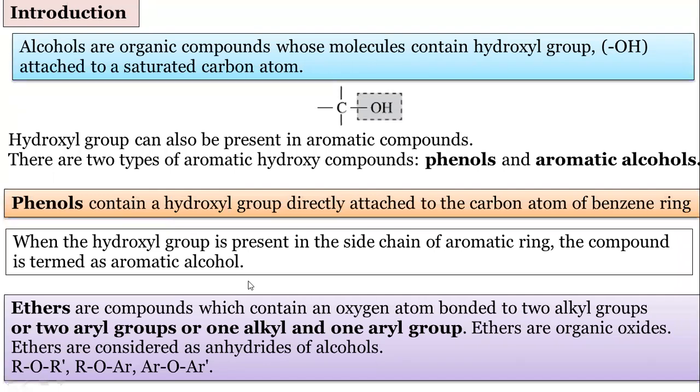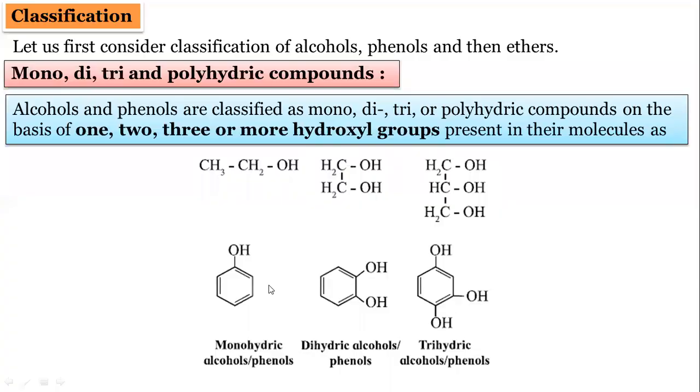Then I'm coming to the ethers. Ethers are the compounds which contain a central oxygen, and on both sides alkyl groups or aryl groups are there. See here it is given R-O-R', or R-O-Ar, Ar-O-Ar'. Now the classification is given here, classification of alcohols, phenols and then ethers.